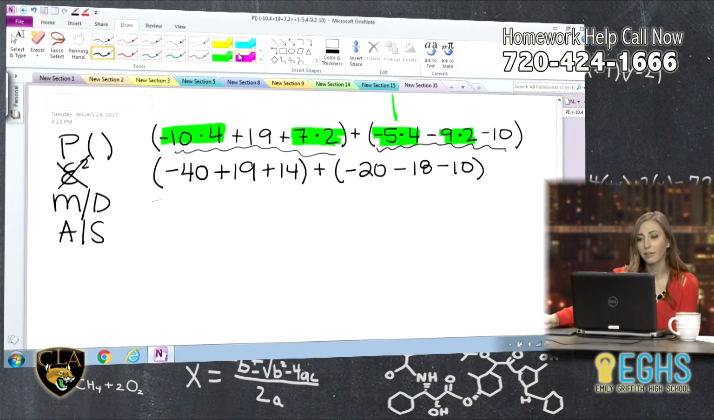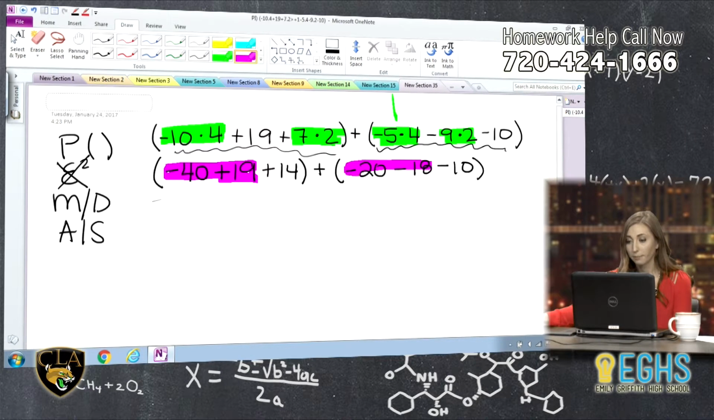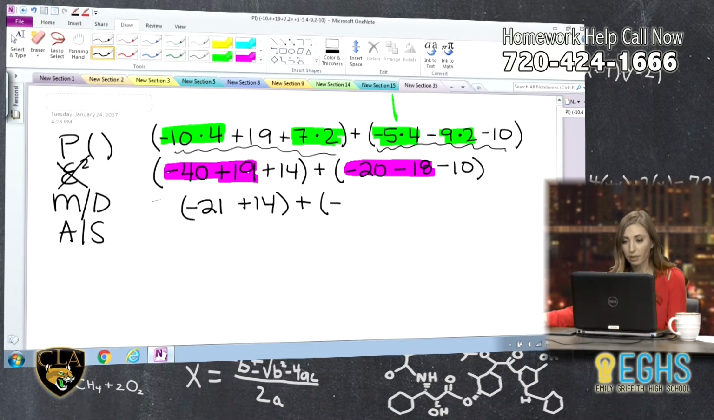We're still working inside of our parentheses, but now we have to tackle that addition and subtraction. We're going to go from left to right, and we really should only do two at a time, just to make sure we are being accurate. So over here, I have negative 40 plus 19. That gives me negative 21 plus 14. Everything else just gets copied down. And over here, we have negative 38 minus 10.